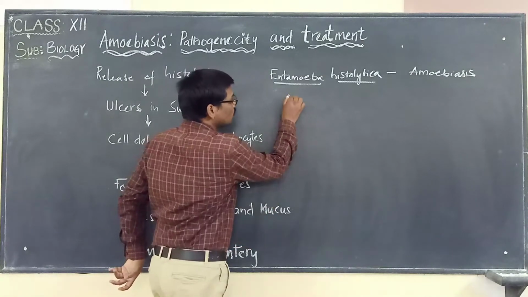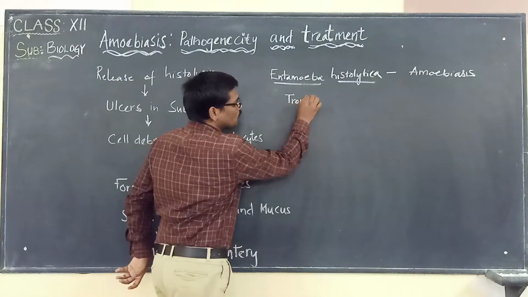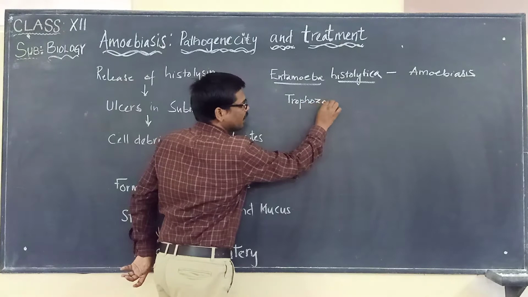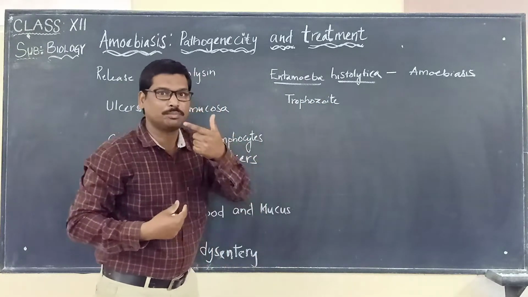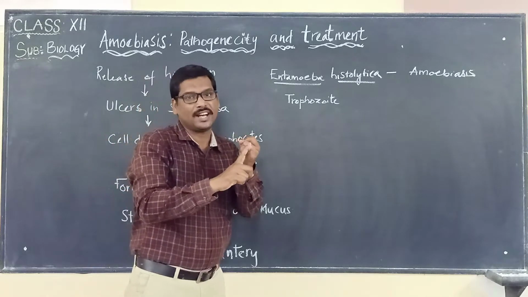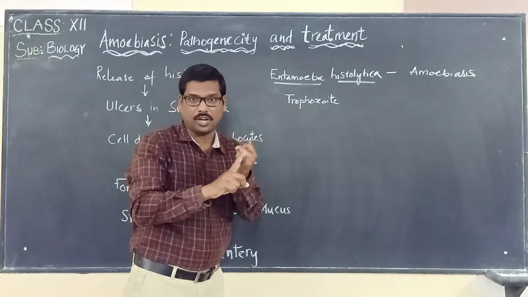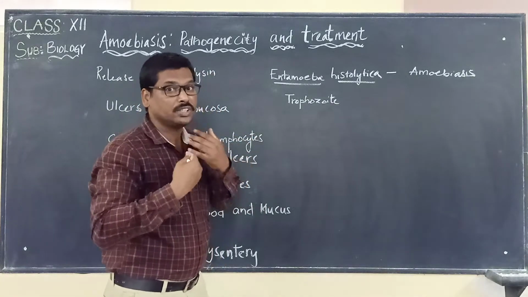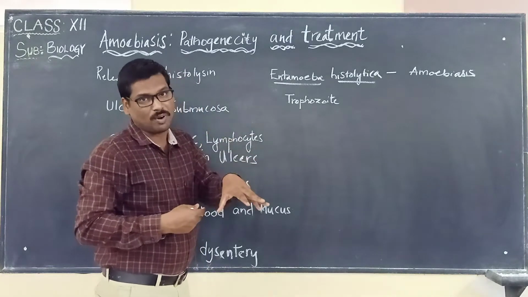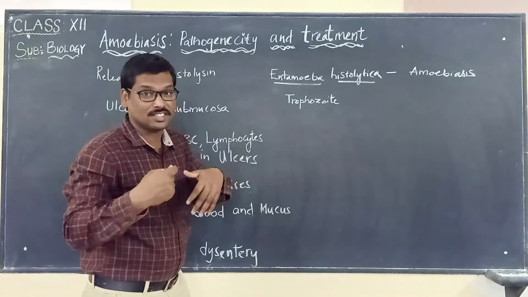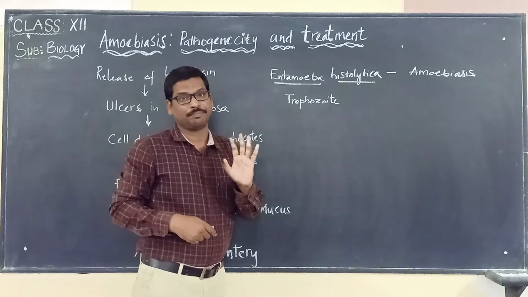Already we said that one of the stages of Amoeba histolytica is the trophozoite. Now this trophozoite enters the digestive system through contaminated food and contaminated drinking water. It enters through the mouth, through the esophagus into the stomach, and from the stomach it enters the small intestine. From the small intestine it enters the large intestine.